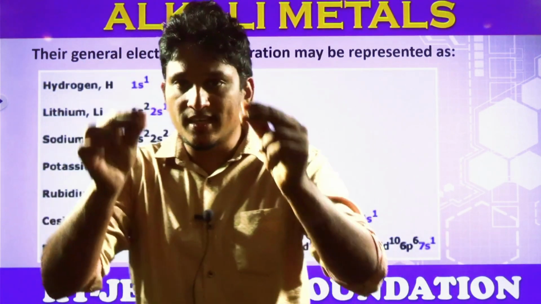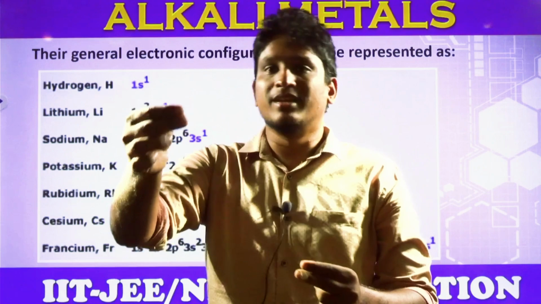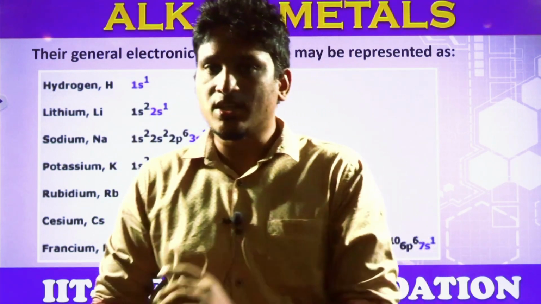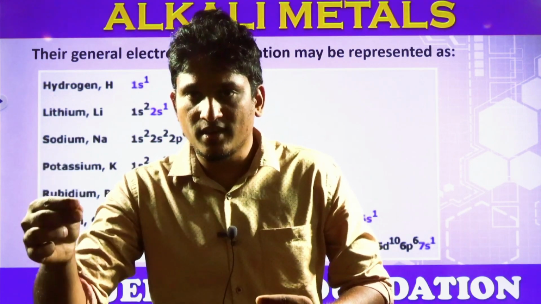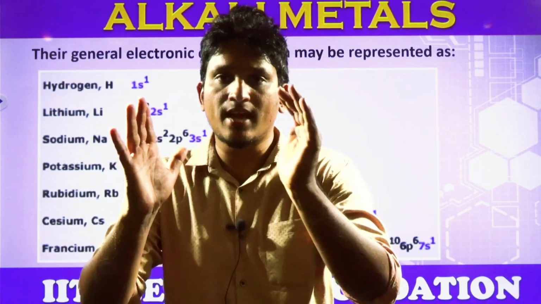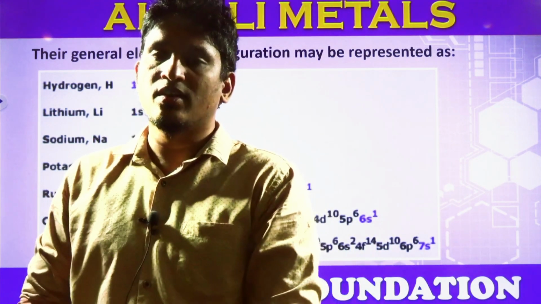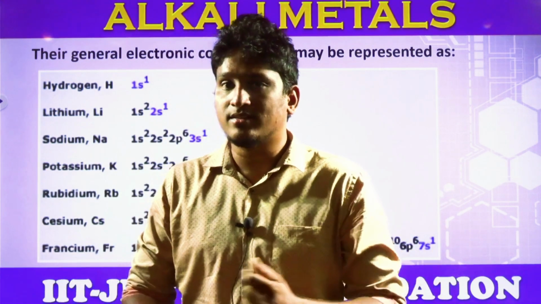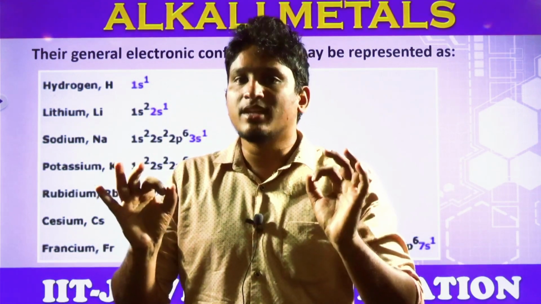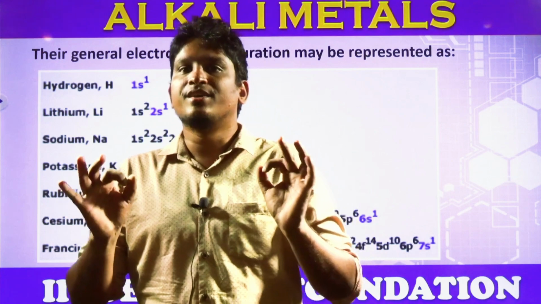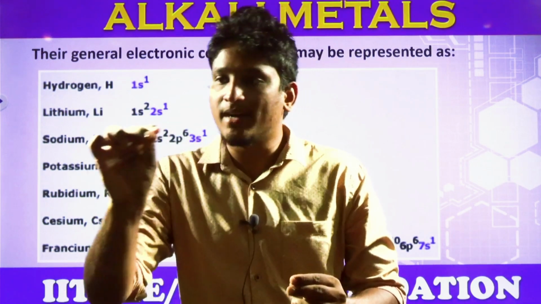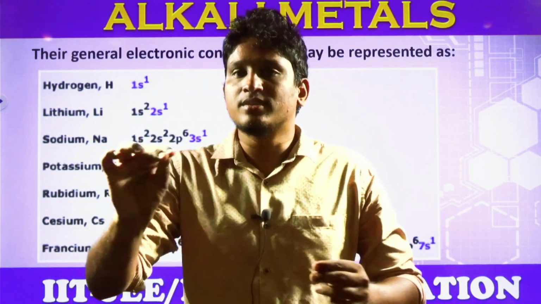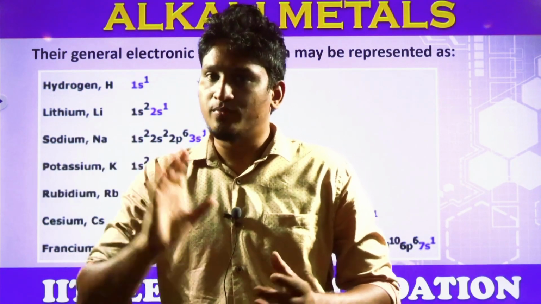So all these elements from lithium to cesium, what is the general valence shell configuration, students? s1, s1, s1, s1. Yes or no? That means they all have the same kind of configuration or not? So what happens if they have similar valence shell configuration? If they have similar valence shell configuration, they react in the same way. How? If lithium combines with oxygen, it forms the compound Li2O, lithium oxide.